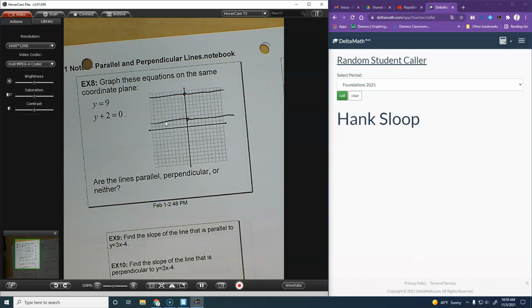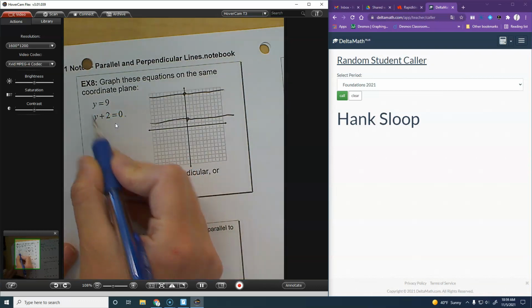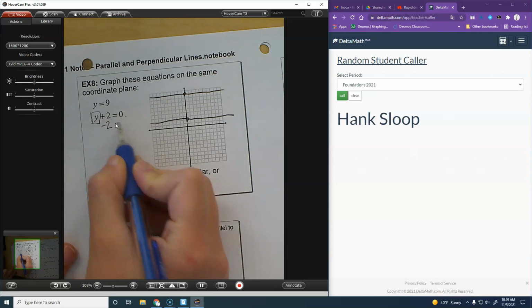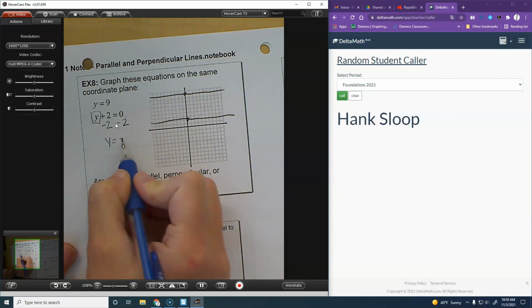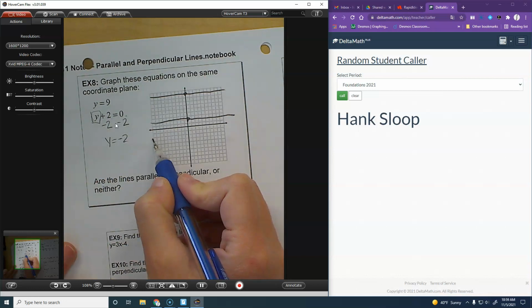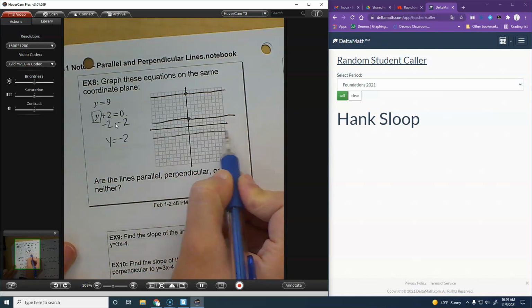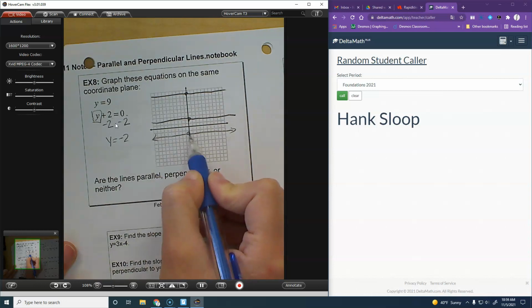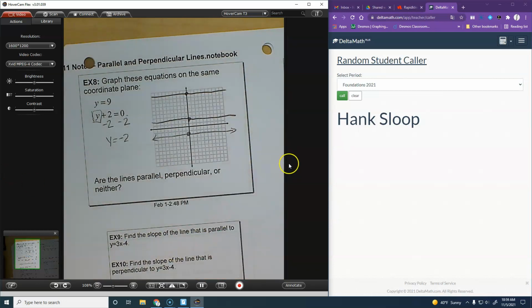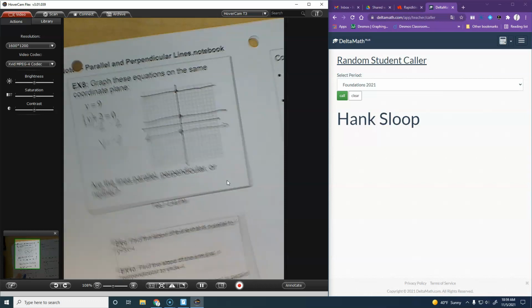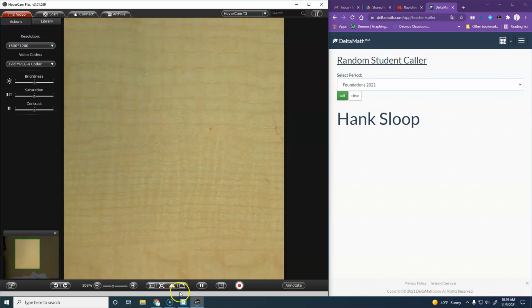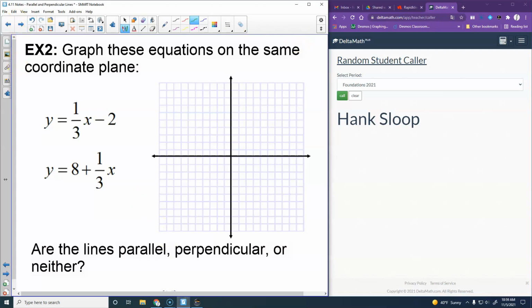Anybody think, is it right or wrong? Zach says no. What's he done wrong? All right, why would it be -2? Because you have to move it over here. Yeah, we got to subtract that 2 right there. So y is going to equal -2. So it is still going to be a horizontal line, but it should be right here instead. So Hank has been defeated by this problem. But would these be parallel, perpendicular, or neither? Parallel. They're still parallel. Okay. You were close. You had that almost right.